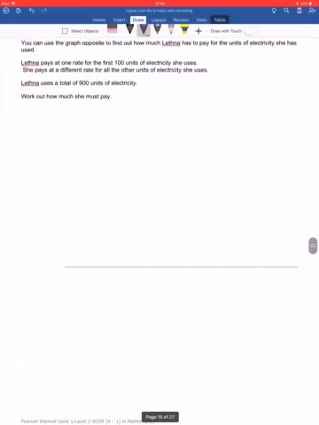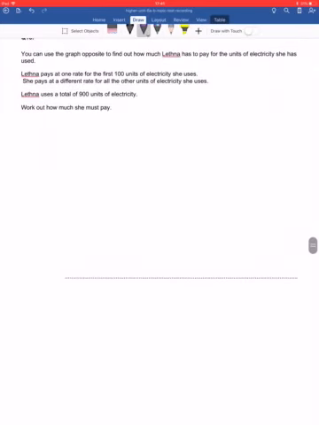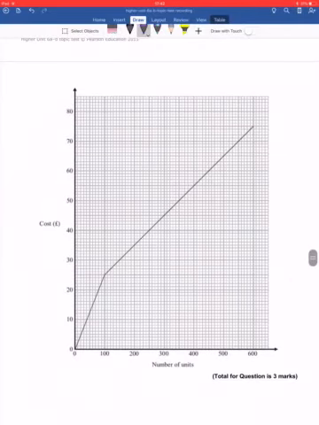Okay, question 13. Use the graph opposite to find how much Lefner has to pay for units of electricity. She pays the first rate for 100 and then another one for the rest, but she uses a total of 900. So you're looking at 800 more on top of the first 100. Okay, so looking at it, the first 100 is £25. So now I need to look at my gradient for another 800.